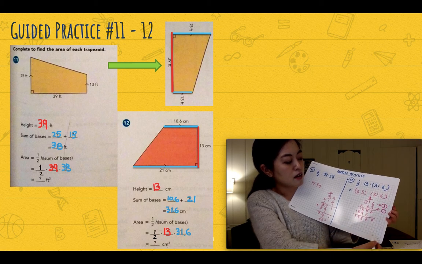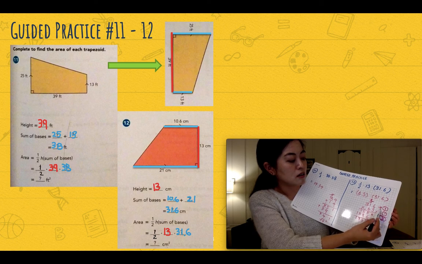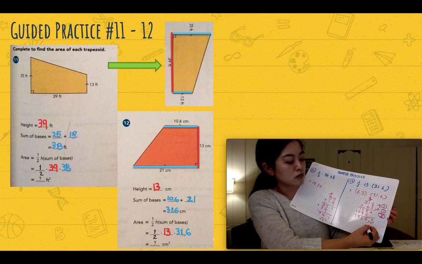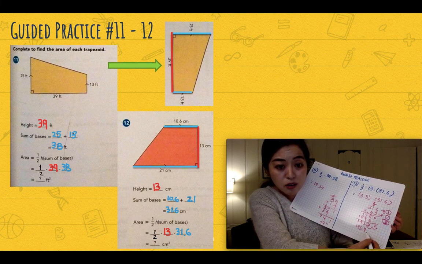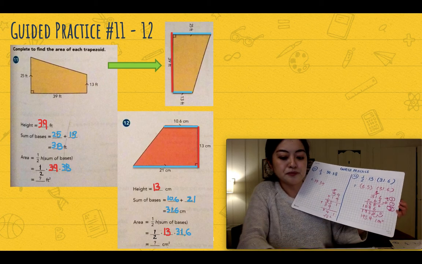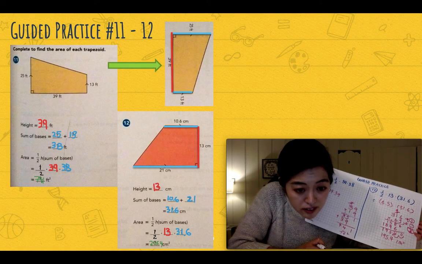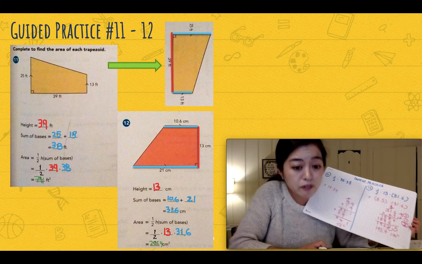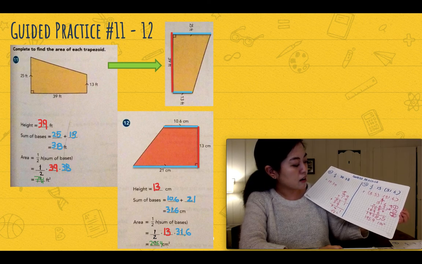Okay, and then I see that when I add, there are 2 decimal places here, so that means I have to move this over 2 decimal places. So my answer is 195.4, and my units are square centimeters. Oh, it's 205.4. Okay, let's see what I did wrong.